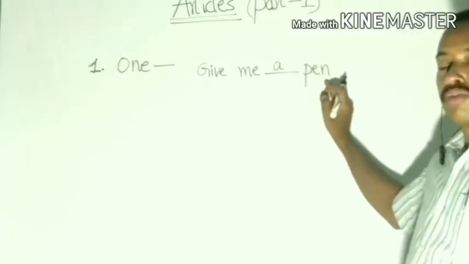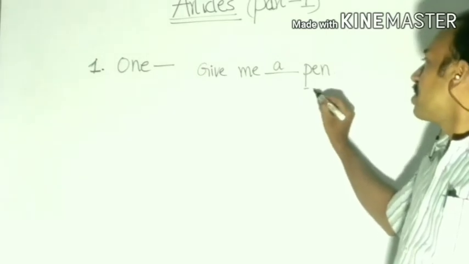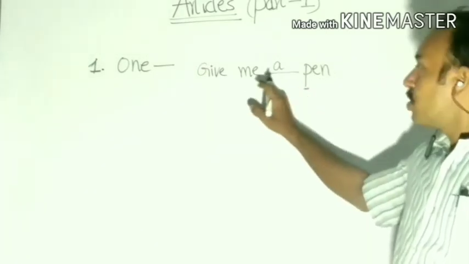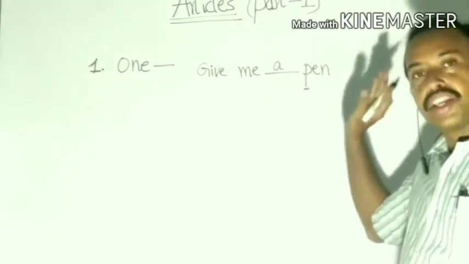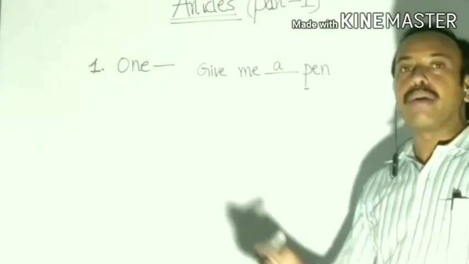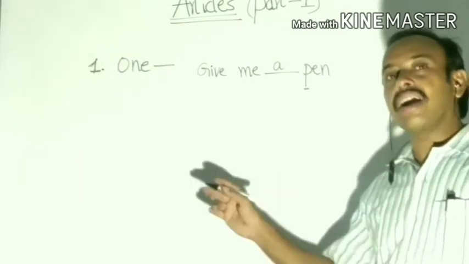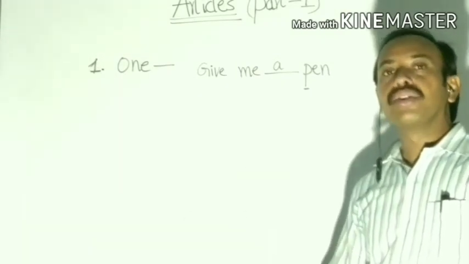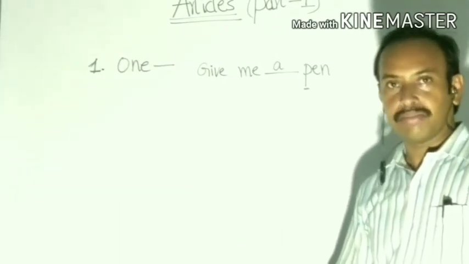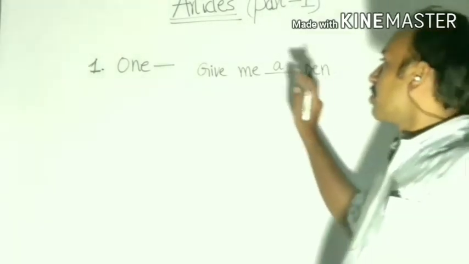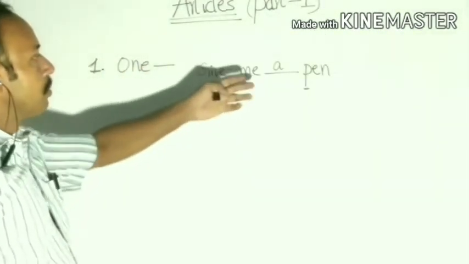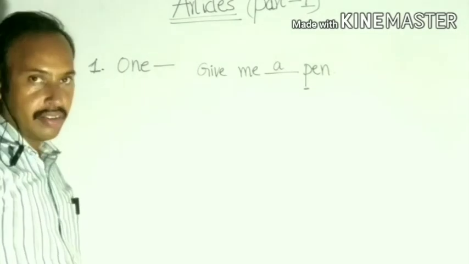Of course, you will follow the rules. The first sound is pa. It is not a vowel sound, so we write a here. So give me a pen. Give me a book. Give him an apple. In apple, the first sound is a, which is a vowel sound. So you should use an. Give me an apple. Okay? Like that. So when you want to convey that sense of one, you will use a or an following the rule.